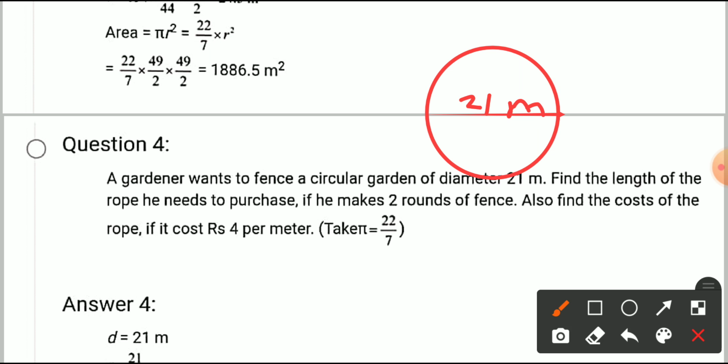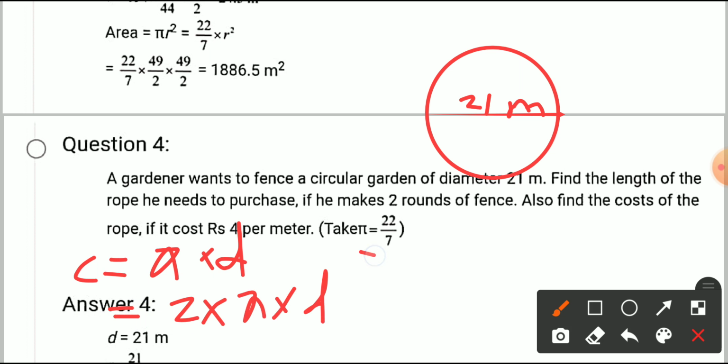If he makes how many rounds? 2 rounds. So whatever the circumference of the circle is, we will multiply that with 2. So what is the formula of circumference? Circumference equals pi into d. And here it is taking 2 rounds, so we will multiply 2 multiplied by pi multiplied by d.